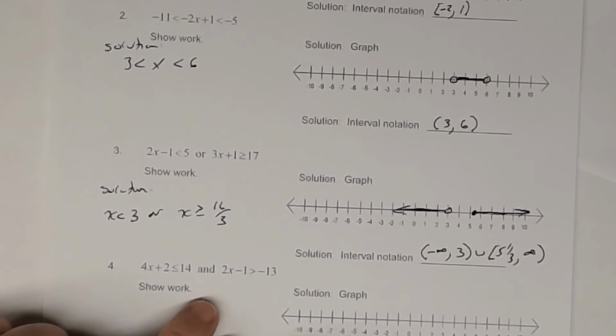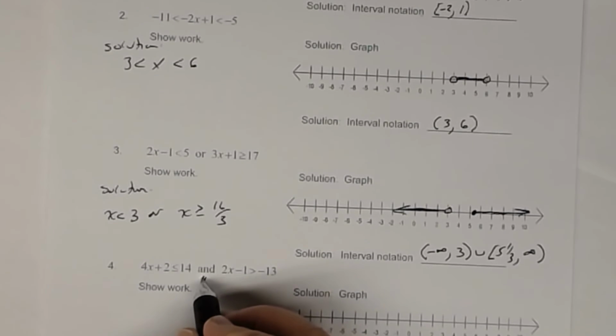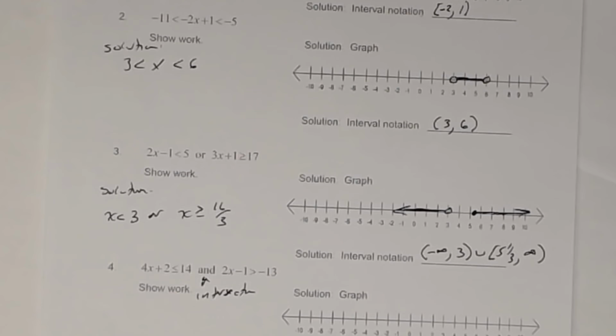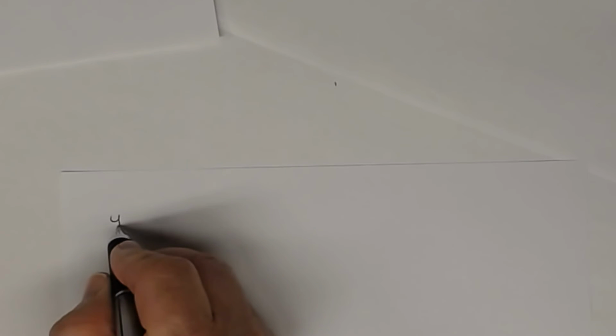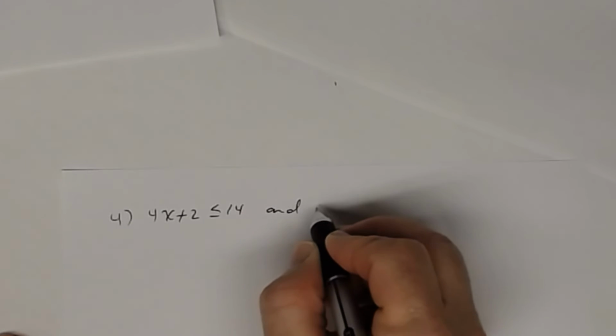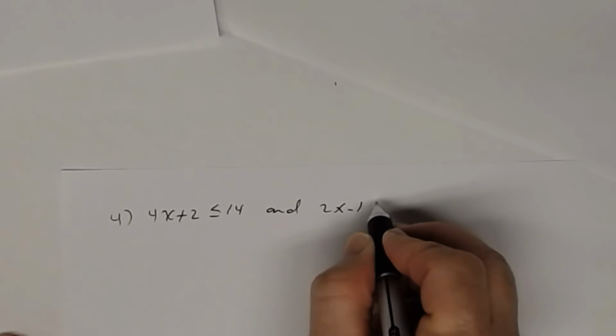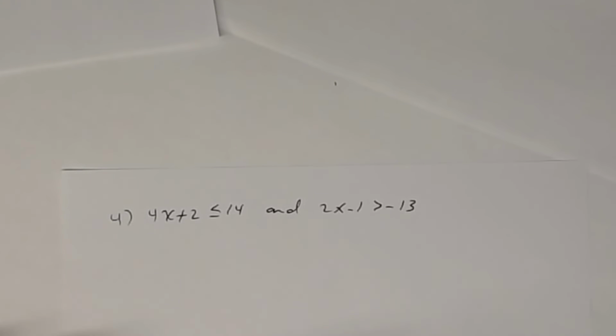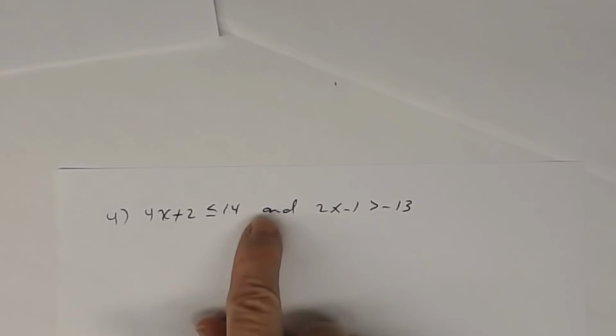All right, so that was number 3. Okay, let's go to number 4. Number 4 is an and statement. Remember, and means intersection, right? Intersection. Okay, so let's look at number 4. So here's a problem. We have 4x plus 2 is less than or equal to 14, and 2x minus 1 is greater than negative 13. Now remember, this compound inequality has an and statement.